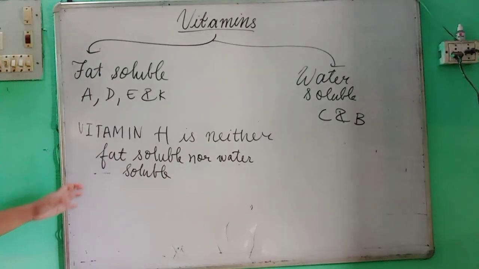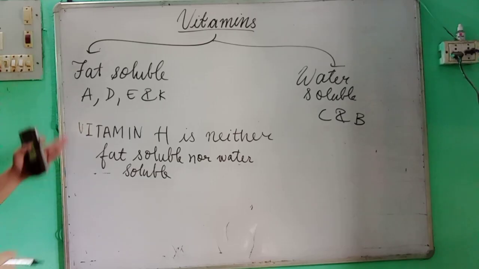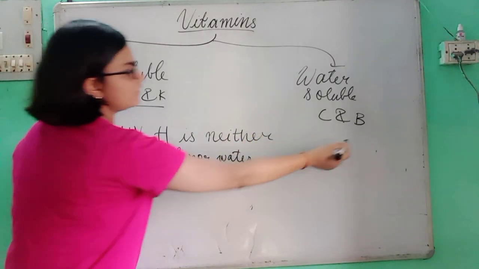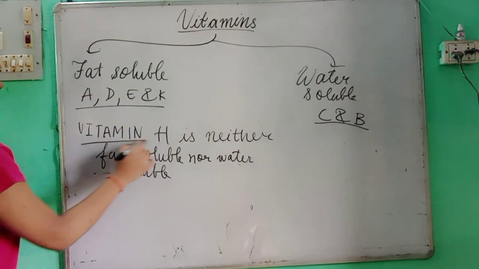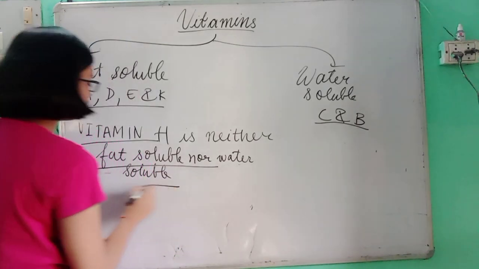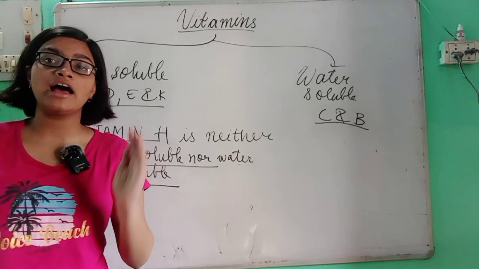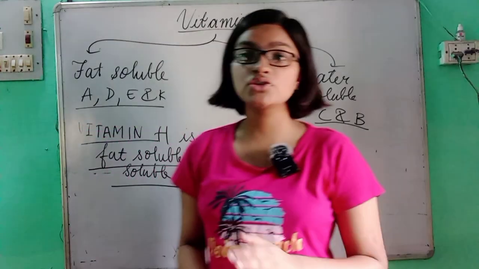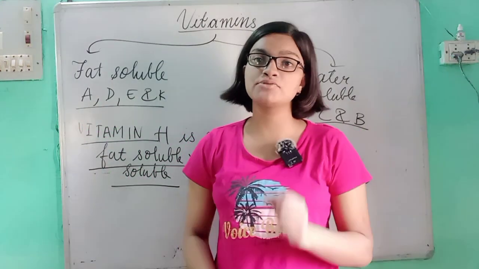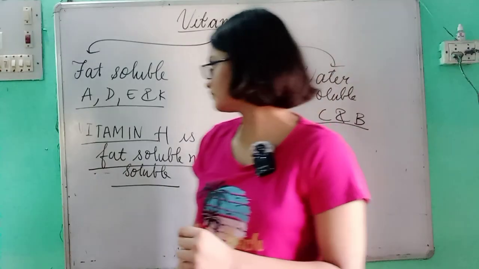So, this is the classification of vitamins. Vitamins are classified into two groups. Fat soluble vitamins A, D, E, K, water soluble vitamins C and B. Vitamin H is neither fat soluble nor water soluble. Now, excess of vitamins causes hypervitaminosis and deficiency of vitamins causes malabsorptive diseases.